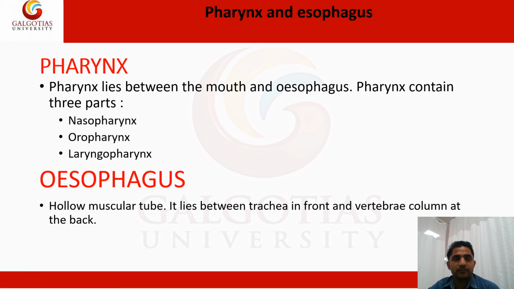Then come to the pharynx part. This is all about the oral cavity, then come to your pharynx. The pharynx lies between the mouth and the esophagus. The pharynx contains three parts: nasopharynx, oropharynx, and the laryngopharynx. And then come to the other part of your alimentary canal, which is known as the esophagus. It is a hollow muscular tube that lies behind the trachea and in front of the vertebral column.